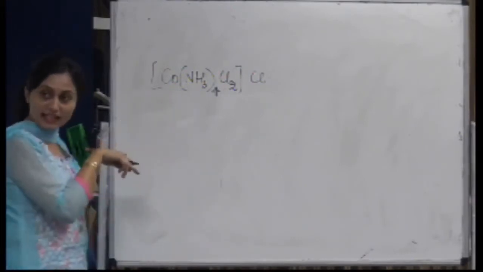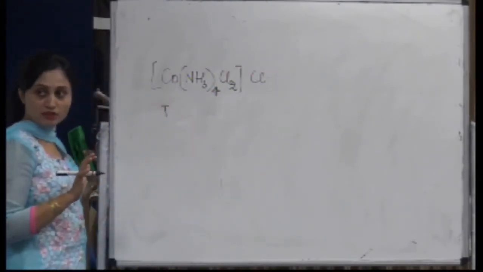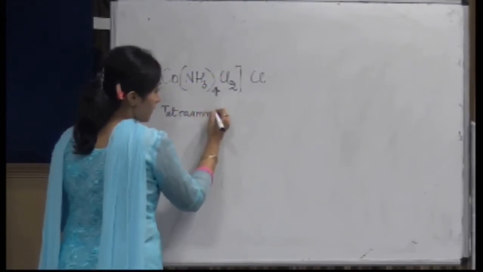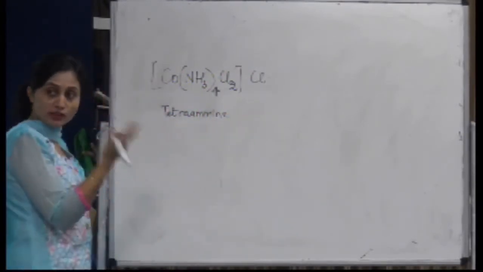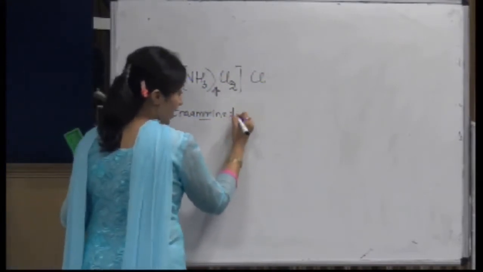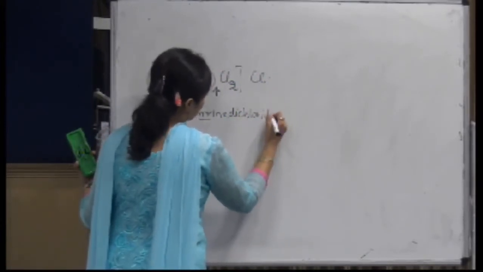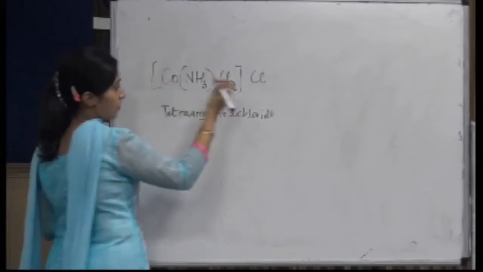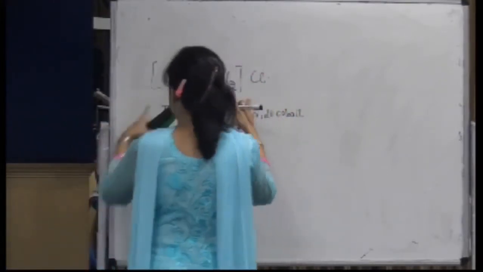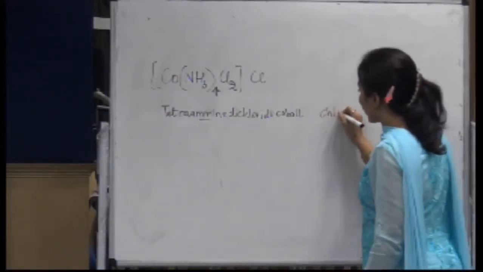What comes first? A comes first. So we'll have, starting, the first letter is generally capital. So this will be tetraamine. Remember, don't put an amino here, that will change the meaning. So double M, amine, dichlorido, now cobalt, or so cation is named, that is your coordination sphere, and then you have chloride.